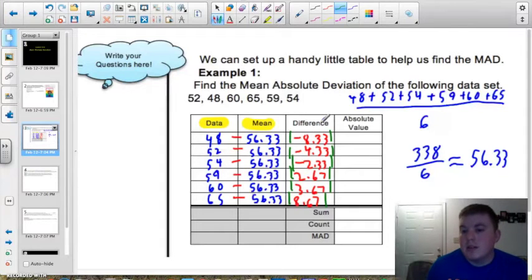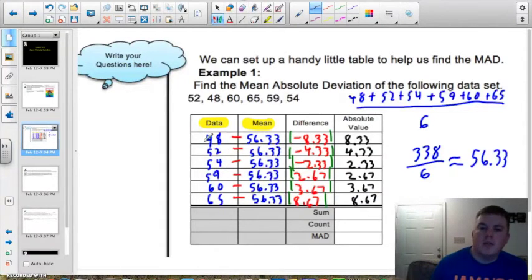And when we're talking about distance, we always want positive numbers. So when we take the absolute value, it's going to take whatever's inside and turn it positive. If it's negative, it's going to become positive, and if it's positive already, it's going to stay positive. So we're going to do 4.33. That becomes positive now. We're going to get positive 4.33, positive 2.33, positive 2.67, a positive 3.67, and a positive 8.67.